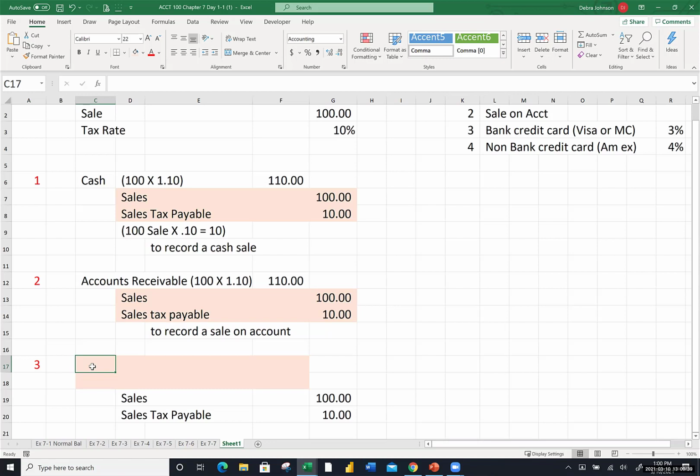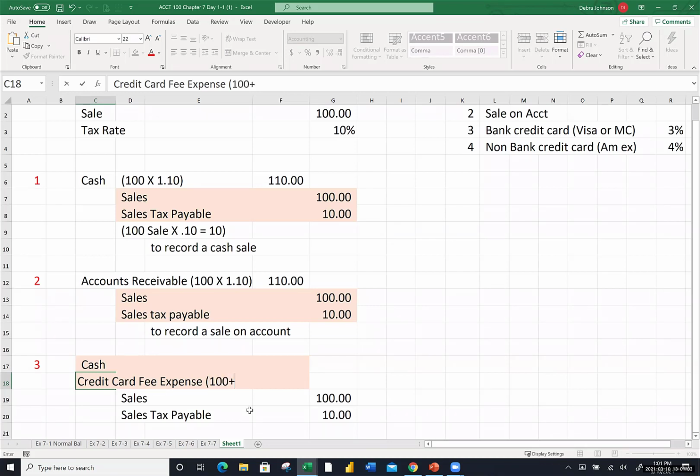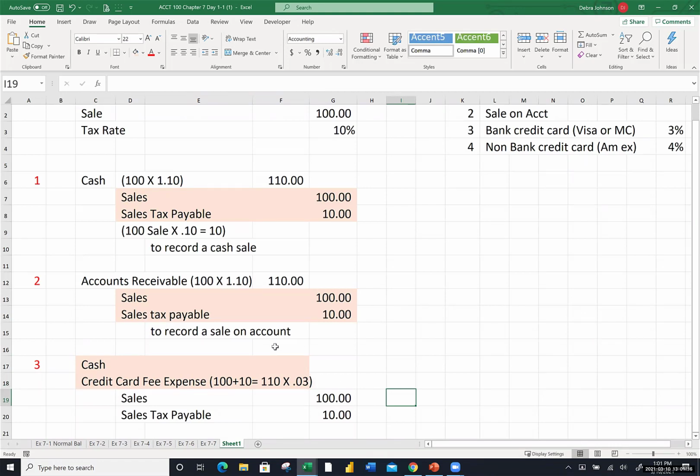So here's what the journal entry is going to look like. We are going to be getting some cash, but we're also going to be incurring this credit card expense. Okay, how much? Well, the credit card fee expense is 3% of the whole thing, including tax. So we're going to take 100 plus 10. That brings us up to the amount subject to the fee. So we got $110 subject to the fee, which we stated was going to be 3%. So that's going to be our debit.